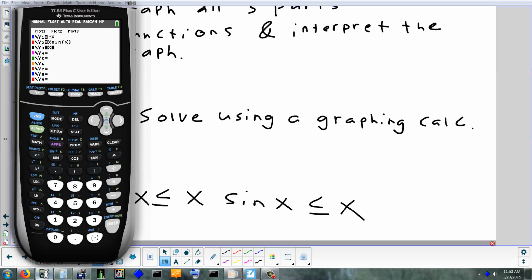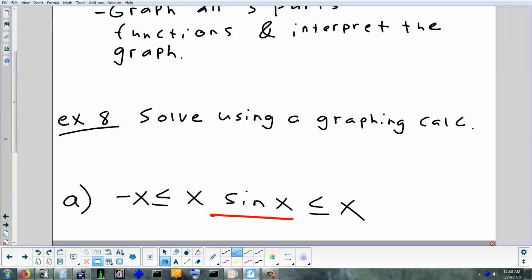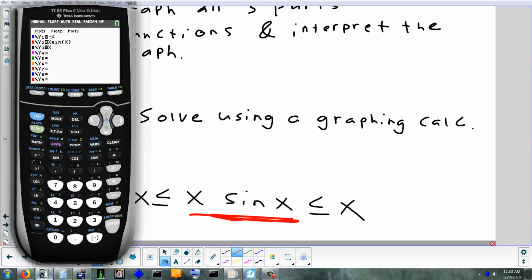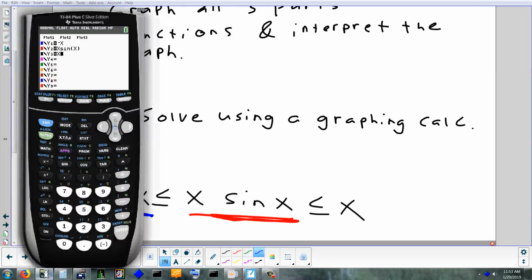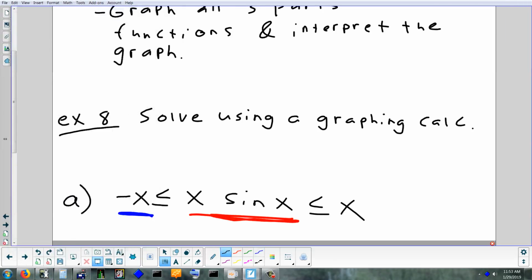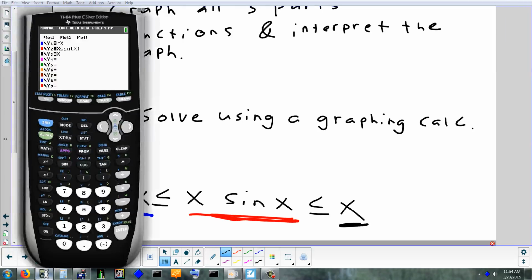Okay, let's do zoom 7. And let's kind of color coordinate this. So x sine x is in red. Negative x is in blue. And positive x is in black. So we're looking for where the graph in red is above the graph in blue, but below the graph in black. Okay, and let's do zoom 7.